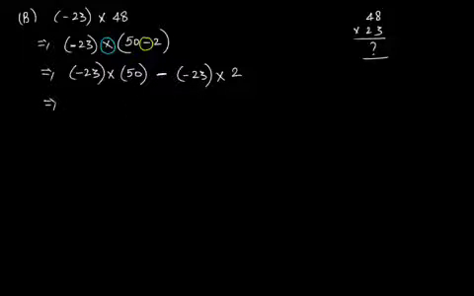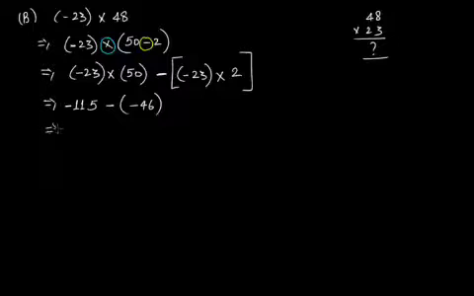Now if you solve this, this will give you minus 1150, and then minus, if you multiply minus 23 by 2, you'll get minus 46. Now this will be minus 1150, and since outside the bracket you have a minus sign and inside the bracket you have a minus sign, these two minuses will become positive, and you have plus 46.